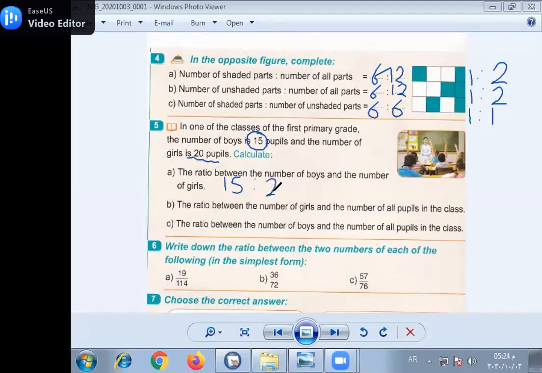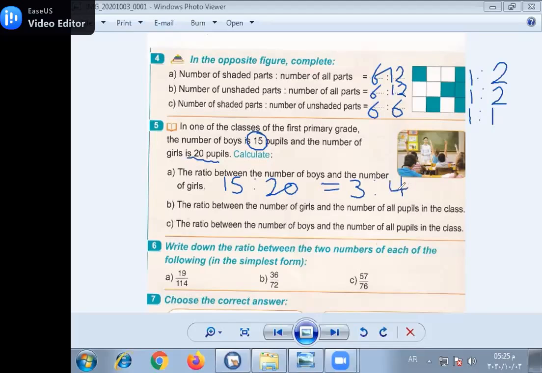Can I ask you a question? Is this ratio in the simplest form? No. Can you please put it in the simplest form? Divided by 5. Yes, both numbers are divisible by 5, so we'll divide by 5. 15 divided by 5 equals 3, and 20 divided by 5 equals 4. Yes, excellent.